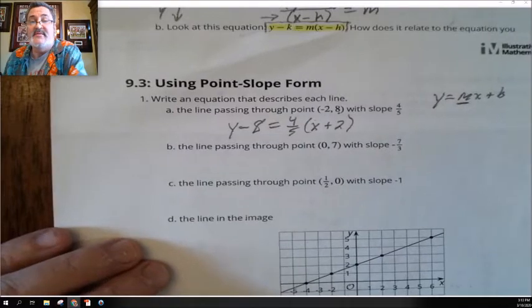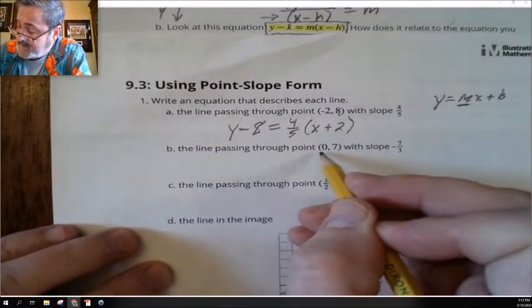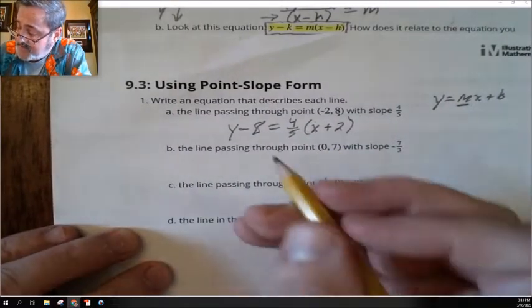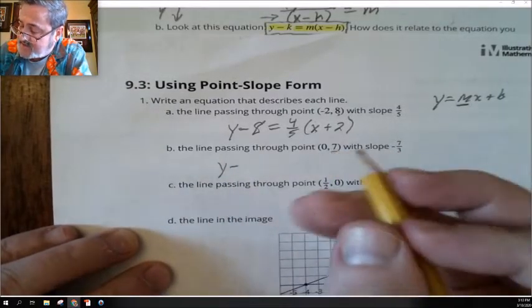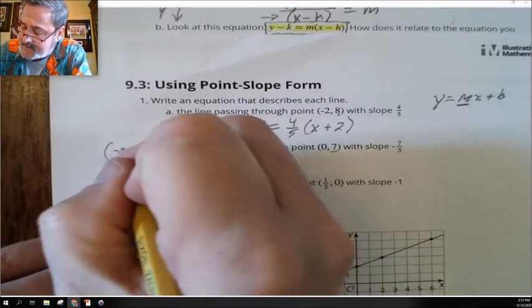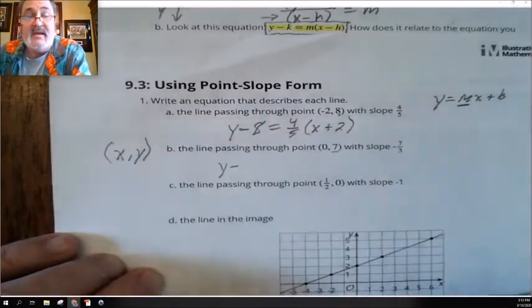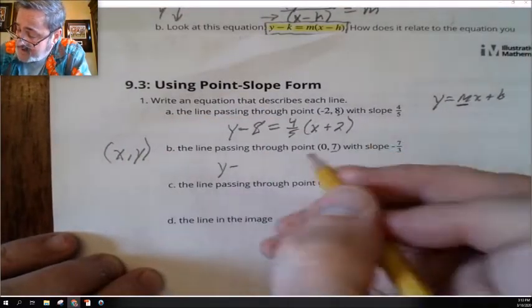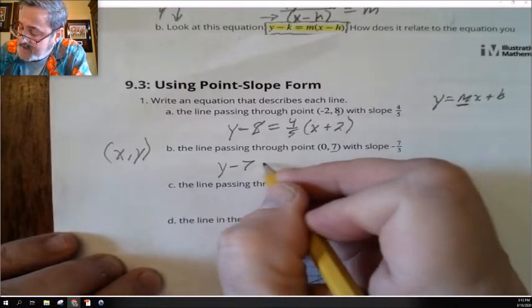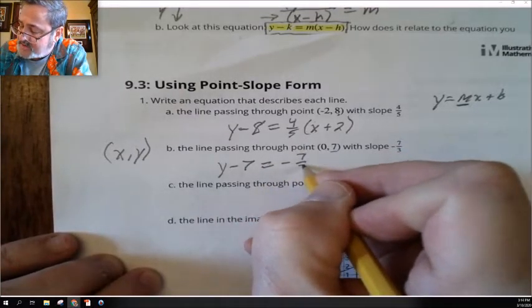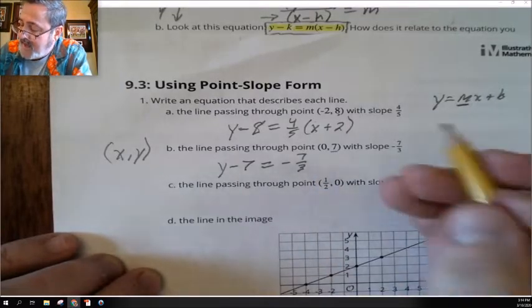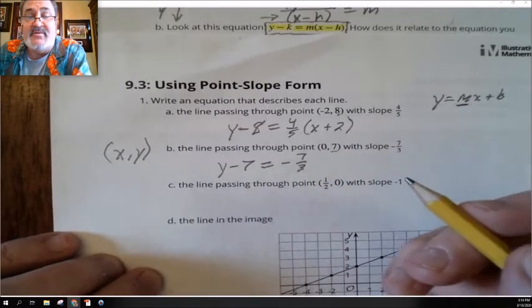Let's do another one. I'll leave the equation up there. All right, now the point (0, 7) with this slope. So y minus, what's the y? Remember, it's always xy. Any point is always xy. So y minus 7 equals, slope is -7/3. And this is x minus 0.